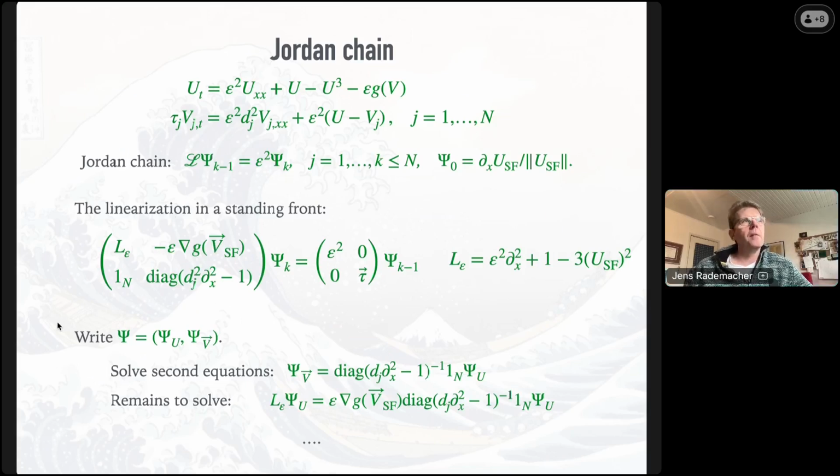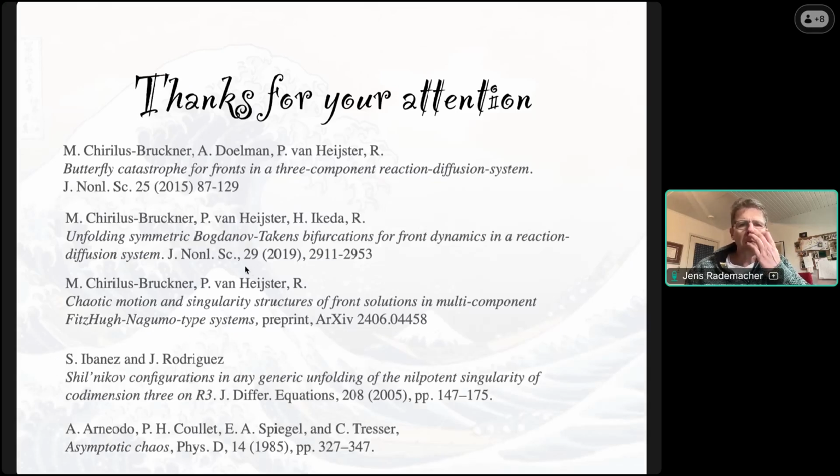And in the papers, it might not be so easy to see, but in some of the papers we have an explanation of the direct computation. I think in this one here, where we do this Bogdanov-Takens embedding, the appendix explains how to do this computation explicitly. And also in this preprint, which has been waiting for referee reports for a year now, it's explained.